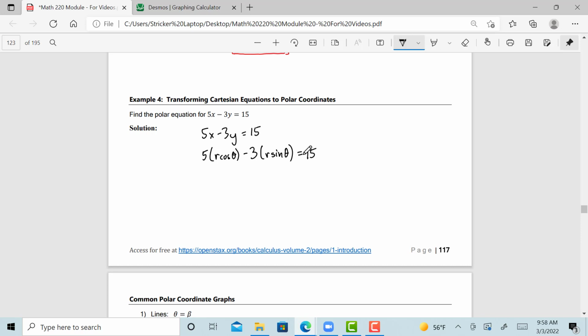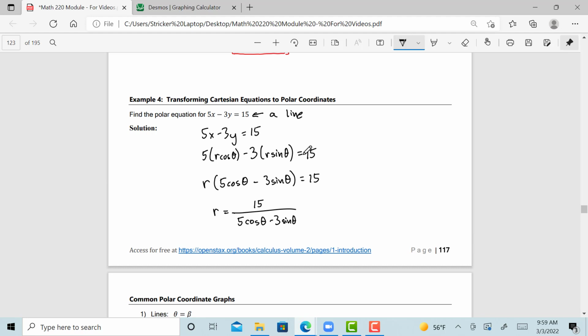And then both of those terms on the left have r in it, so we could factor an r out, which leaves 5 cosine theta minus 3 sine theta equals 15. And to get r by itself, because a lot of times our polar equations will have r by itself, that means that we now have r equals 15 over 5 cosine theta minus 3 sine theta. Now looking at this, we should know from algebra that this is a line. It's not necessarily obvious, but this polar equation is also a line.